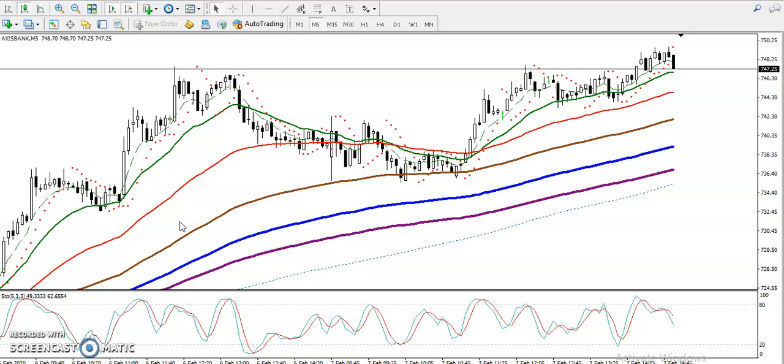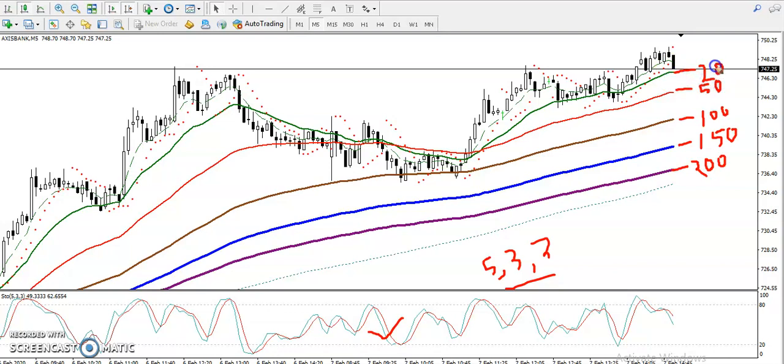So here it's very simple. I'm using the stochastic, with its default period. You can see the period is 5 3 3. And I'm using exponential moving averages: the 200 EMA, 150 EMA, 100 EMA, 50 EMA, and 20 EMA.